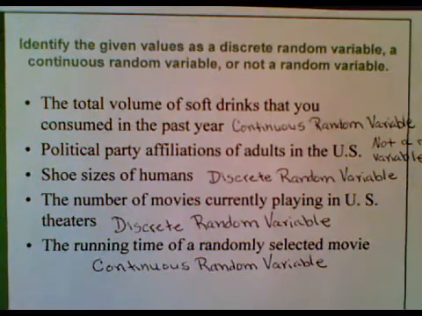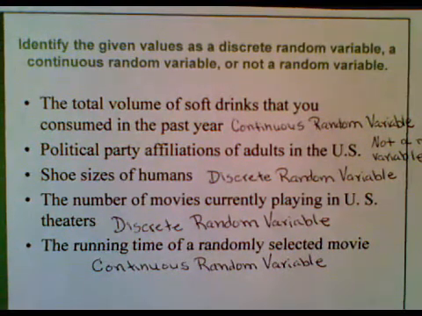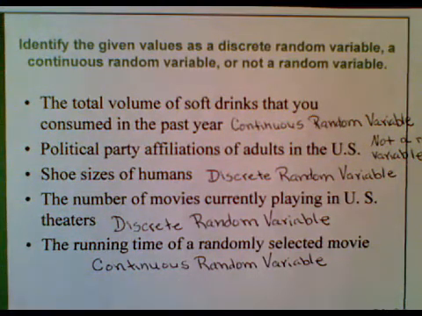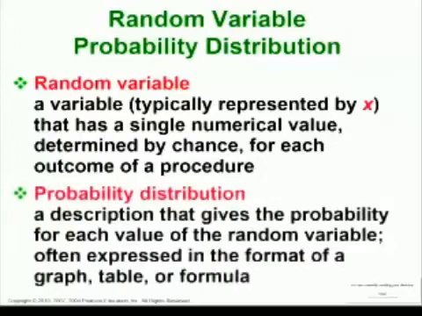Now let's go back to slide 6 and make sure you understand what a probability frequency distribution is. A probability distribution is a description that gives a probability for each value of the random variable and often is expressed as a graph, a table, or a formula. Now, we talked about frequency distributions. These are going to look very similar. This is a probability distribution, and I'm going to list all possible outcomes.